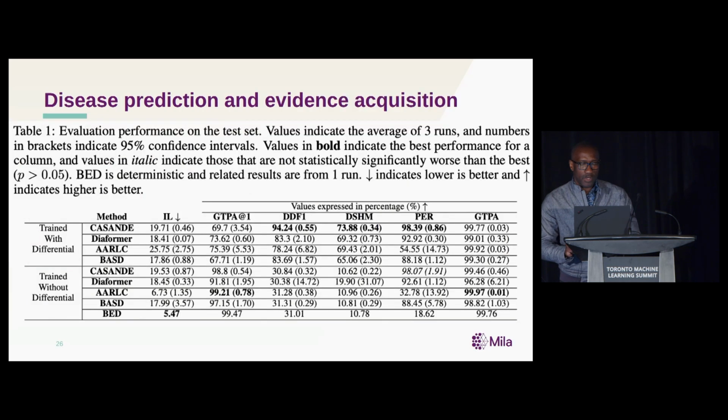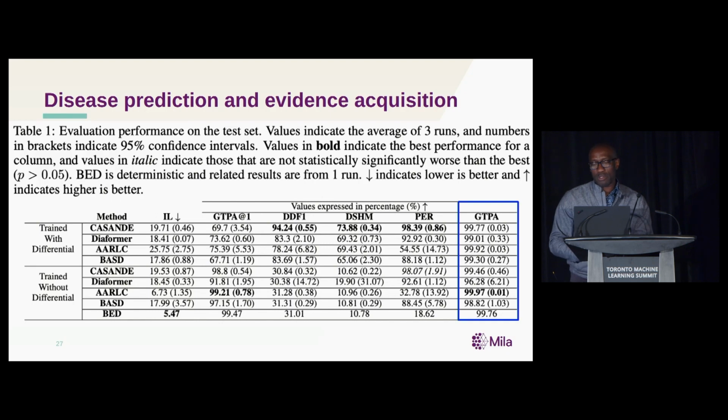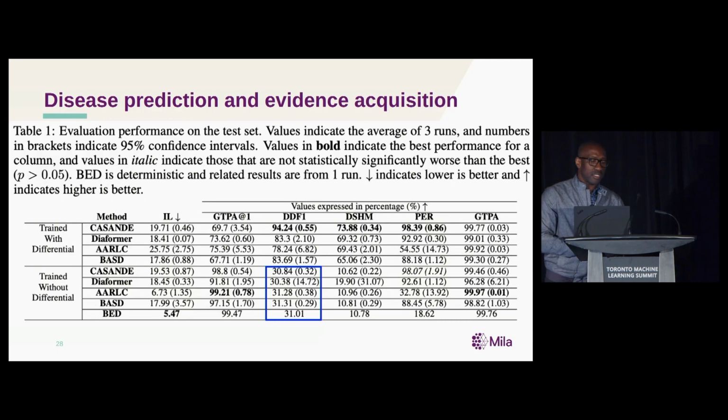So here are the results that we are obtaining. Overall, all the methods that we explore are good at predicting and including the ground truth pathology in the differential. When they are trained without differential, all the methods have a hard time recovering the real differential diagnosis. This suggests that having differential diagnosis at training is really important.